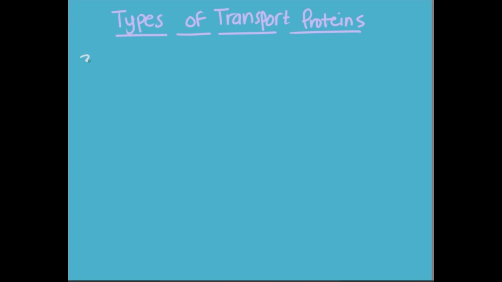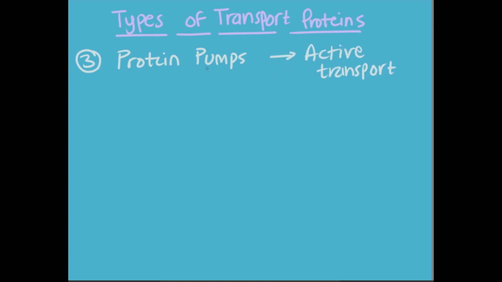Our third and final type of transport protein that we have are called protein pumps. Protein pumps move with ATP, a molecule, across the cell membrane, typically against the concentration gradient. So in this case, we say the protein pump is part of active transport because it does use up ATP. A good example of this pump is our sodium-potassium pump.